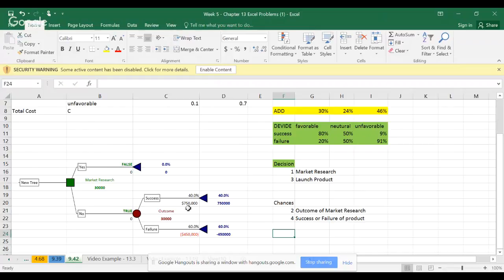Say that one more time. So you said basically we're just skipping that outcome of market research. Right. So for the no side, you are skipping the outcome of the market research because you didn't do the market research. So you're going right to success. If you launch, then it's success and failure. Does that make sense? Okay.